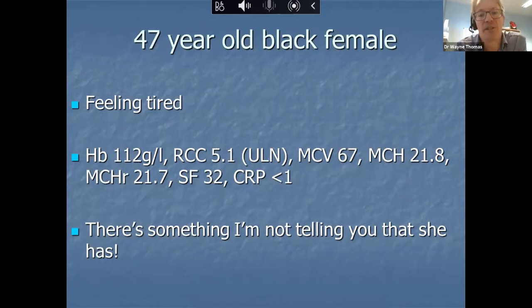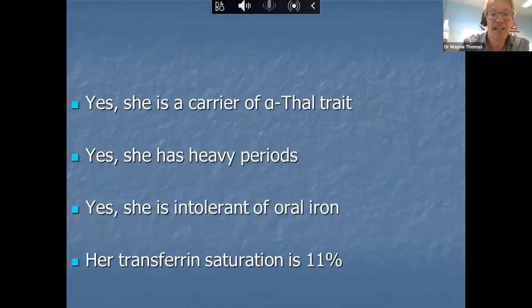So you look at those results and you're thinking, yeah, okay, this is a hypochromic microcytic anemia with a normal-ish ferritin. Fine. She's a carrier of alpha thalassemia, so that's going to affect the MCV, the MCH, and the MCHR. She's got pretty heavy periods. She's intolerant to oral iron. Transferrin saturation is low, it's 11%. So now we've got an alternative marker to say, okay, she's not trafficking a lot of iron.